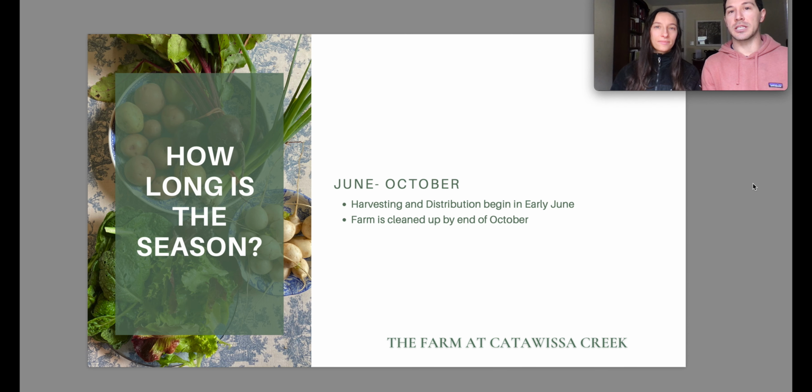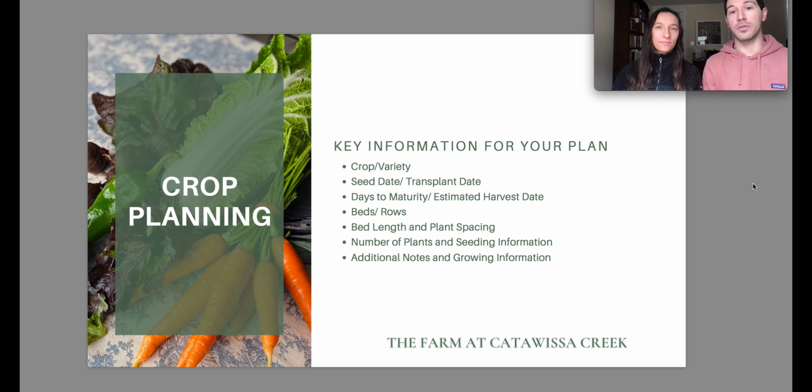Usually the CSA lasts from early summer and into the fall. In our case, we run from June to October. We're in Zone 6, northeast of the United States. What we're going to do in this video is also teach you how to adjust the sample crop plan that we're giving you to be applicable to your zone and by your frost date.